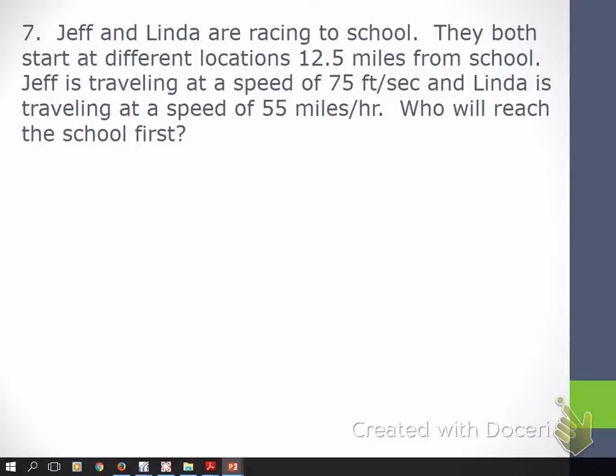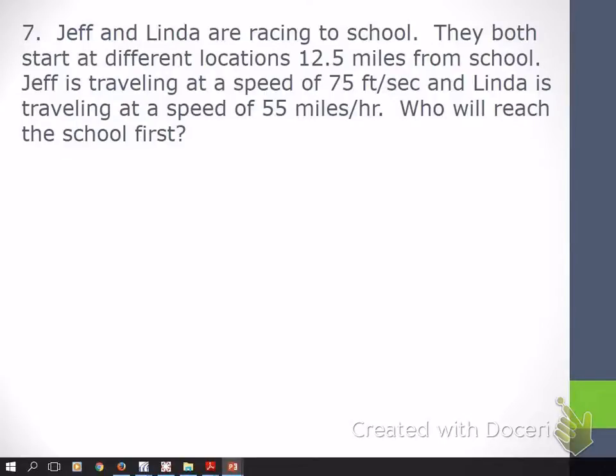All right. Now, why are we doing this? Well, here's an example of where you might want to change some units. Jeff and Linda are racing to school. So they're both going to start at 12.5 miles away from school. Jeff is going to travel at a speed of 75 feet per second, and Linda is going to travel at a speed of 55 miles per hour. Who will reach the school first?